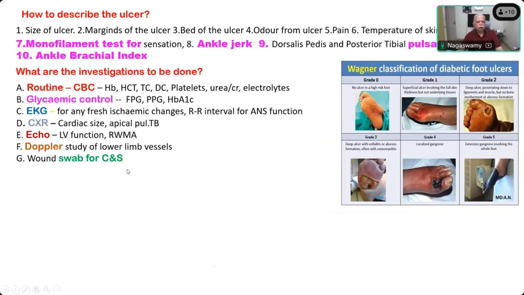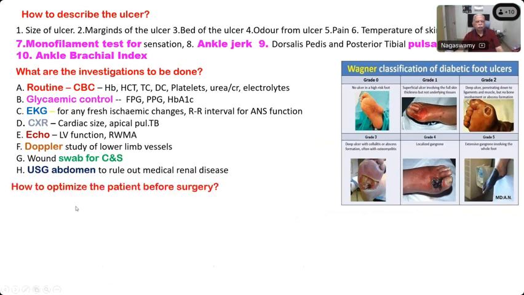Wound swab for culture and sensitivity to decide on the antibiotics to be given. USG abdomen to rule out any renal disease, especially if they are chronic diabetic. They may also have diabetic nephropathy, which can be detected by doing the USG abdomen. How do you optimize the patient before surgery?